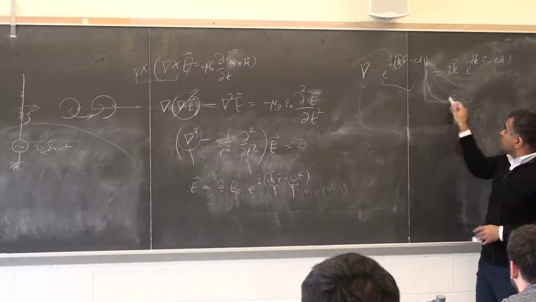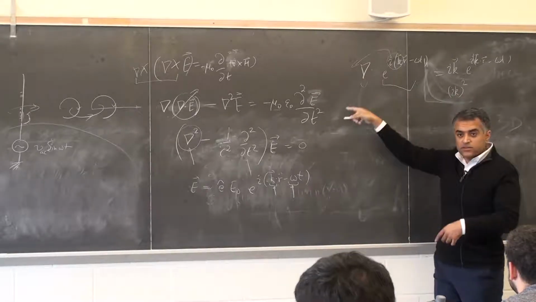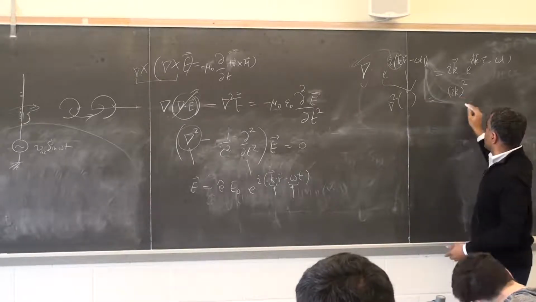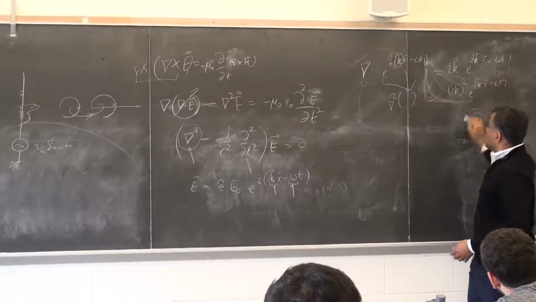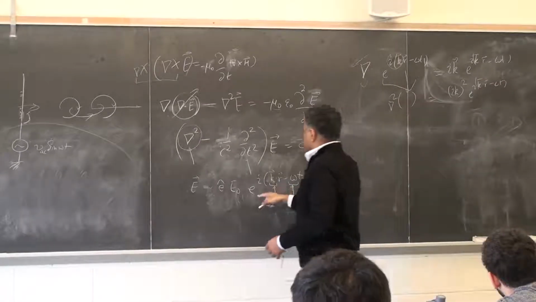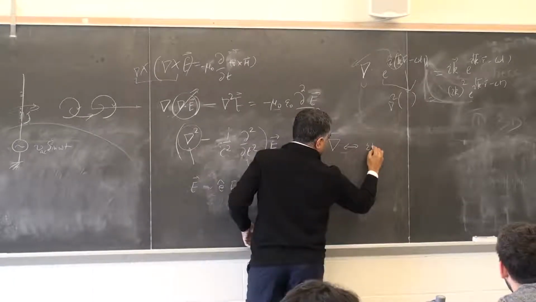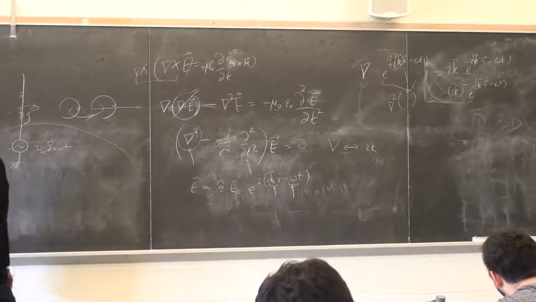Now if you do it twice, then you get (ik) squared, right? Del squared of the same thing is going to give you (ik) squared e to the power i(k dot r minus omega t). So for a monochromatic wave, your operator del is equivalent to multiplying the thing by ik. That's what we're doing. It's the same thing.